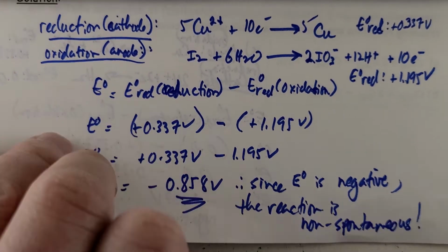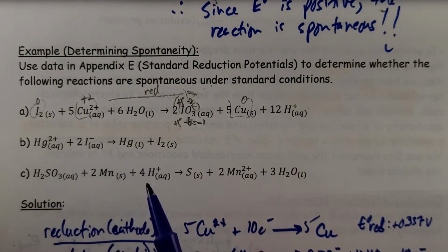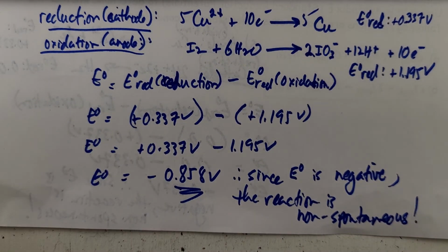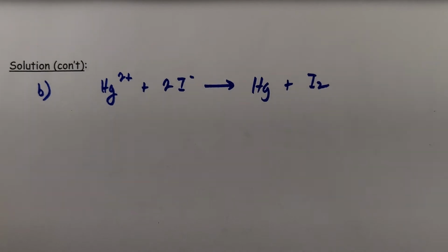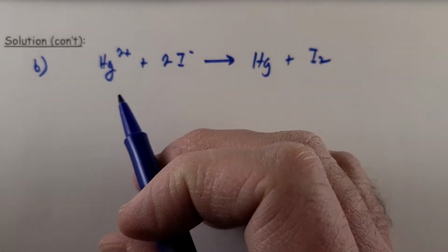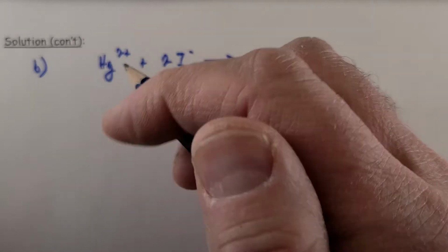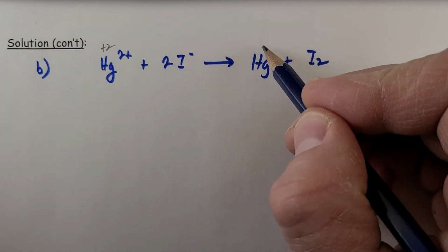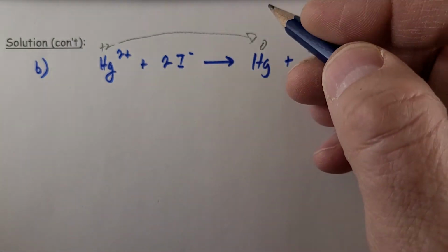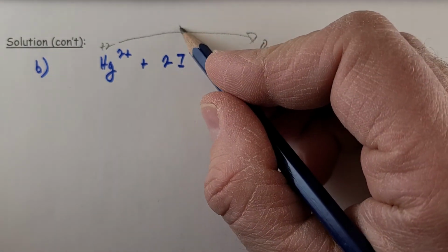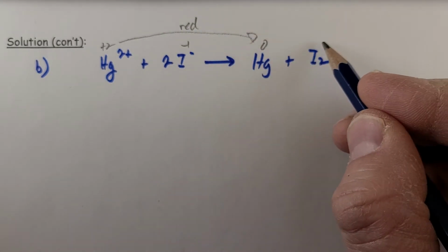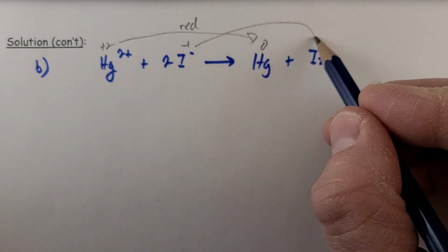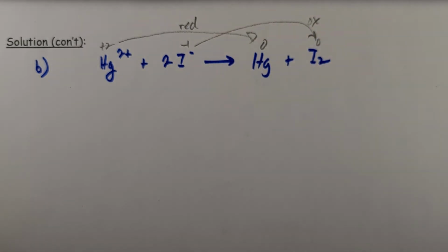Why don't you try the next one? Just pause the video. You try the next one. This one's pretty easy to figure out what's reduced and what's oxidized. Use that little table and go from there. All right, hopefully you had some time to work through that. So you can see here mercury going from +2 to 0. That's definitely going to be reduction, getting more negative, right? Then here we have -1 going to 0. We're getting more positive, so that's where the oxidation is going to be occurring.